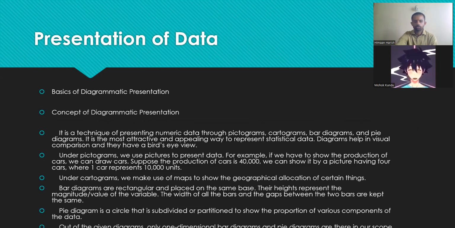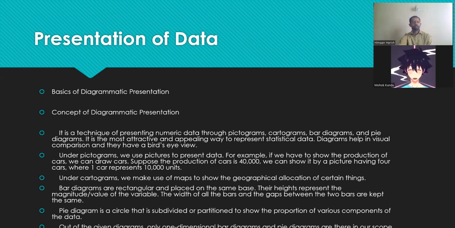Under pictograms, we use pictures to present data. For example, if we have to show the production of cars, we can draw cars. Suppose the production of cars is 40,000. We can show it by a picture having 4 cars, where one car represents 10,000 units. Under cartograms, we make use of maps to show the geographical allocation of certain things.